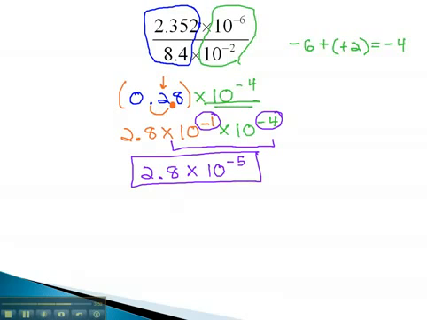Again, if our final answer is not in scientific notation, we simply make a conversion and then use exponent properties on the tens.